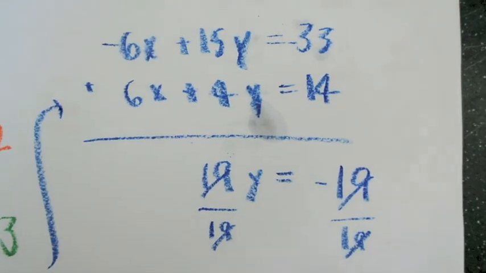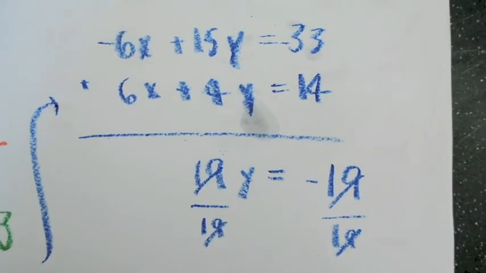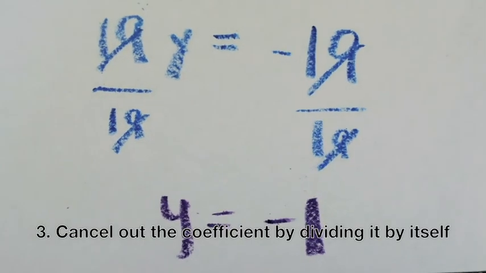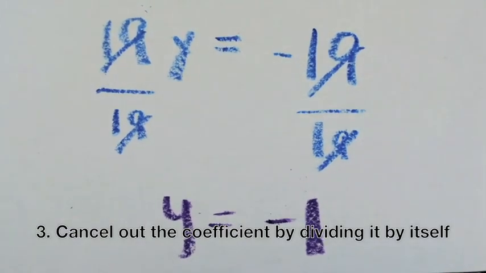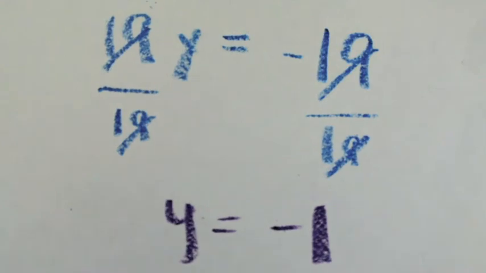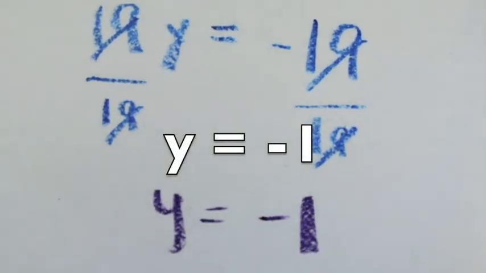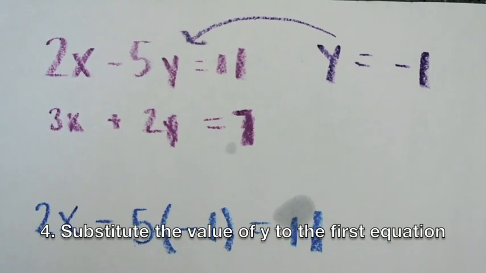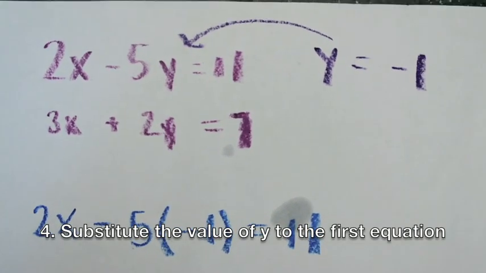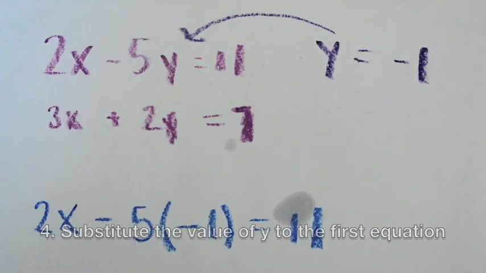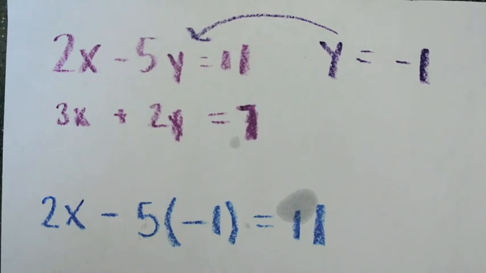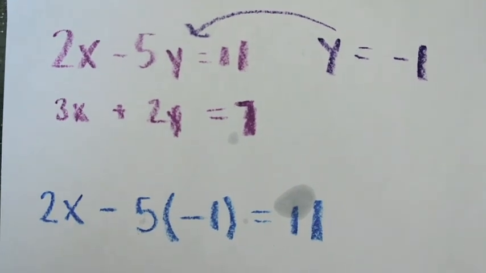And after adding, the answer will result to 19y equals negative 19. And once you're done, divide 19 by 19 to isolate y. And you'll end up with y, which is equal to negative 1. Now that we're done solving for the value of y, it's time to substitute the variable of the first equation to solve for x. After substituting, we'll get 2x minus 5 times negative 1 equals 11.